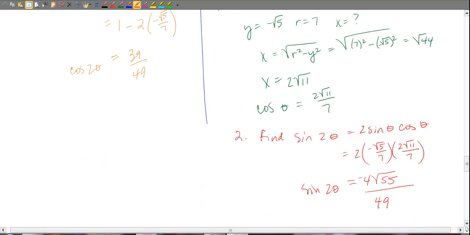Okay, so that's how we're going to use identities to be able to find sine and cosine, whether we're looking for sine x or cosine x.